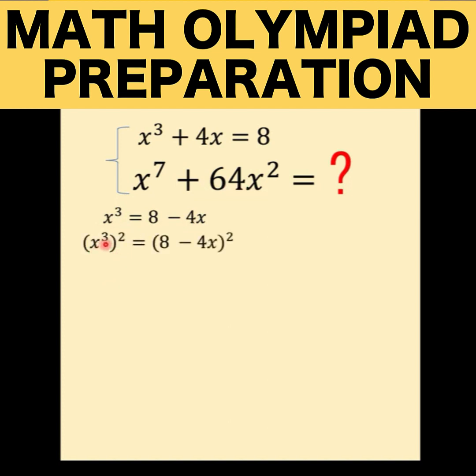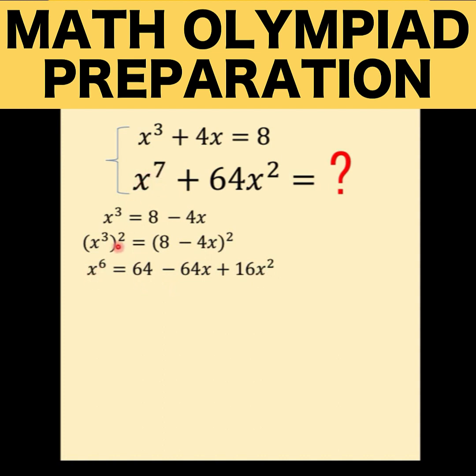So x cubed raised to the 2nd is x to the 6th. And squaring this binomial, we square 8 to get 64, minus twice the product of 8 and 4x. So we have minus 64x plus the square of 4x, which is 16x squared. Let's be reminded that we want x to the 7th.